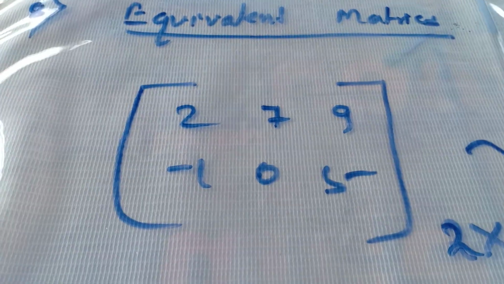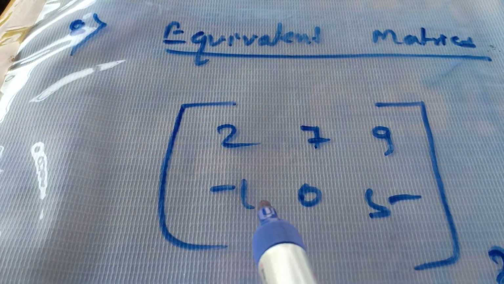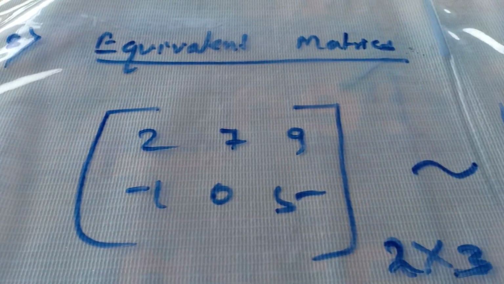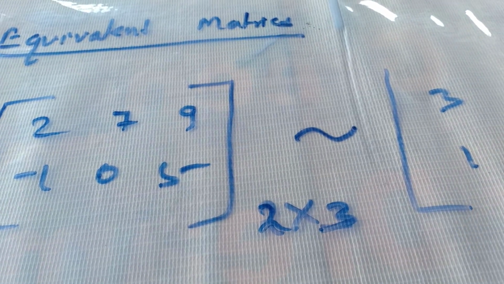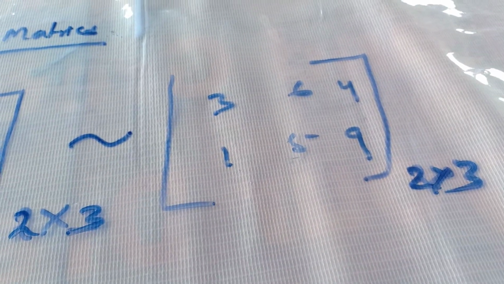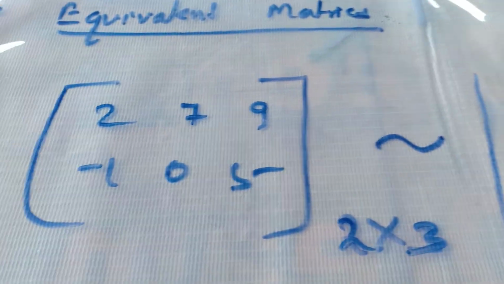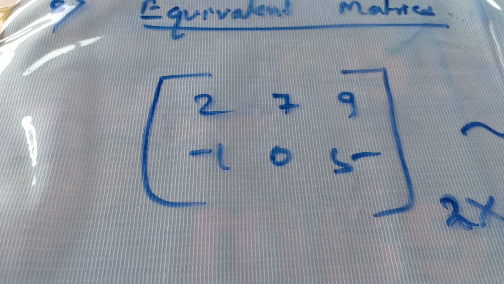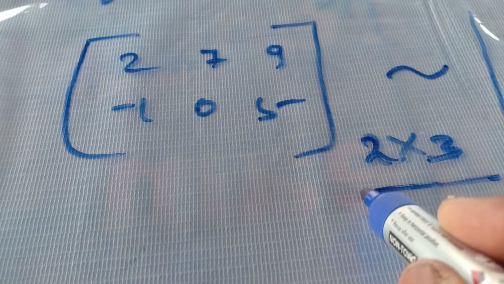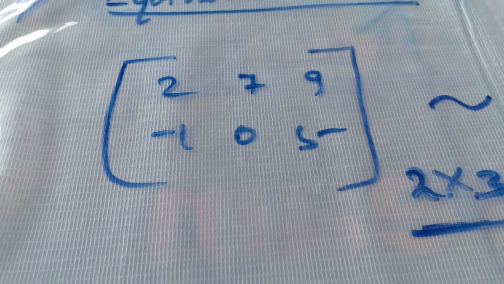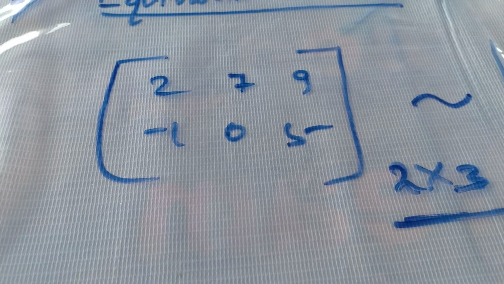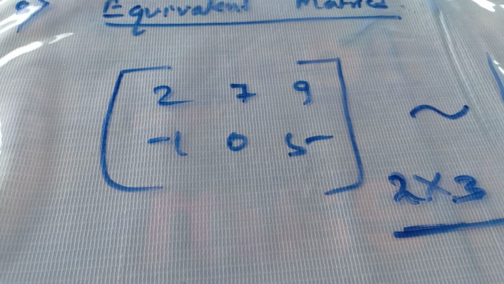Here I wrote two matrices. Example: 2, 7, 9, minus 1, 0, 5, and 3, 6, 4, 1, 5, 9. These two matrices' elements are not the same. Still, these two are called equivalent matrices because their order is the same. We will consider only the order, not the elements. Whatever the elements may be, it is not a problem. And once again, don't misunderstand.